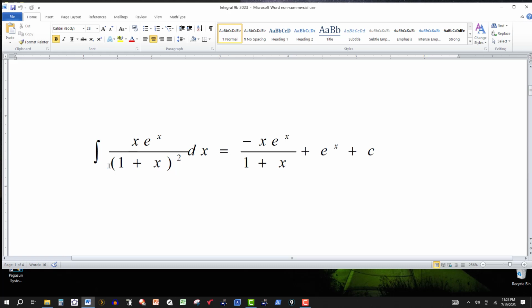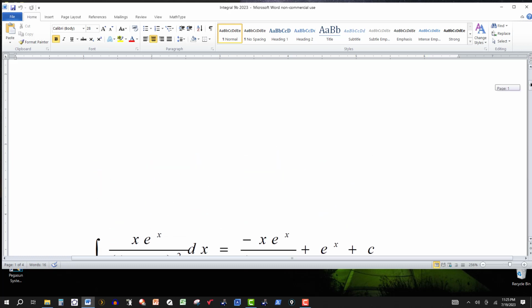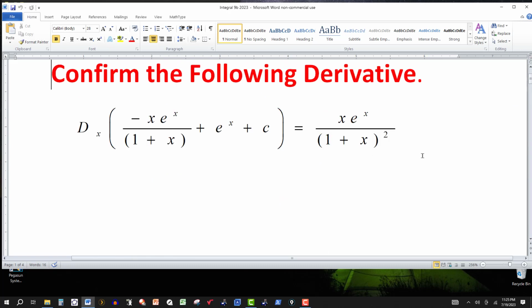In another video, we evaluated this integral here, x e to the x over 1 plus x quantity squared, and we got this answer here. So we're just confirming the answer to this using the derivative. If you want to pause this and try it, go ahead, and then I'll be right back.